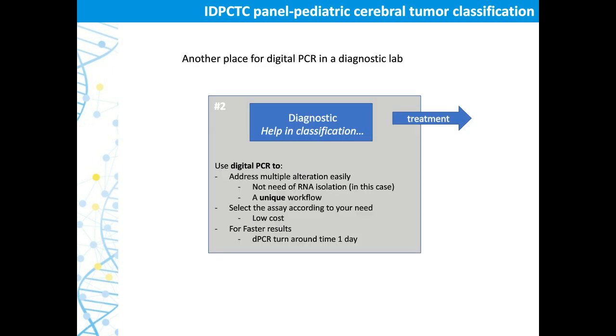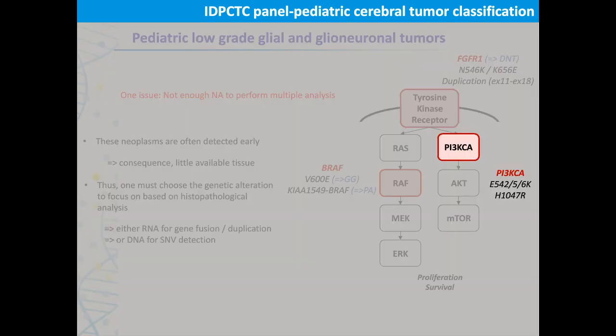So here is an example of how digital PCR can help in this kind of diagnostic. You can address multiple alterations quite easily. You don't need RNA to address some genomic alterations, so you can use a unique workflow. This is quite low cost, and as mentioned earlier, it has a short turnaround time. So now I'll show you some examples of how this assay looks.